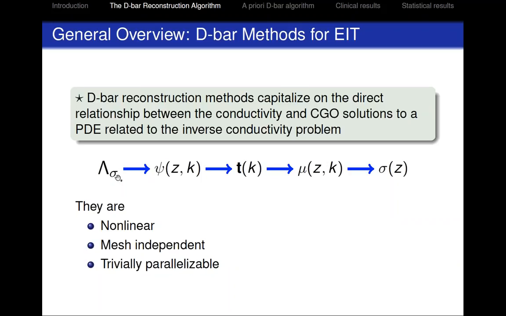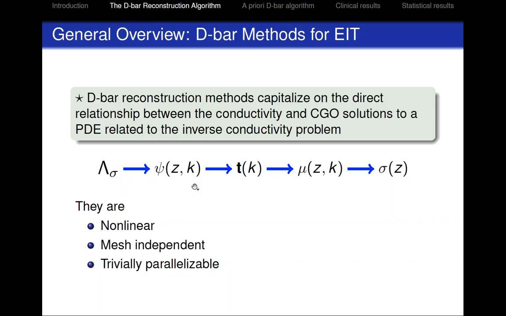So the data is the Dirichlet-Neumann map. We'll denote it by lambda sub sigma here. And the CGO solution is a CGO solution to the Schrödinger equation. I'll show that in the next slide. That's obtained from a change of variables from the generalized Laplace equation. We will denote that CGO solution by psi, and it depends on two variables. z is going to be our spatial variable. We'll identify a point in the plane with a complex number z. So if x and y are your coordinates in the plane representing a cross-section of your domain, then we'll let z be x plus iy.